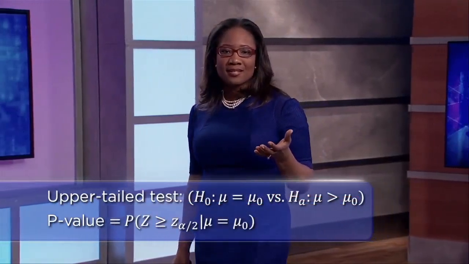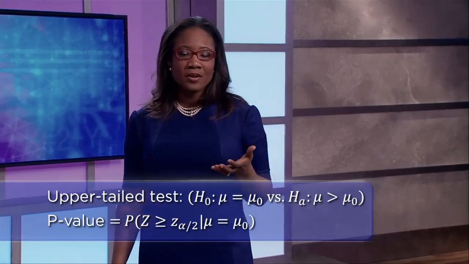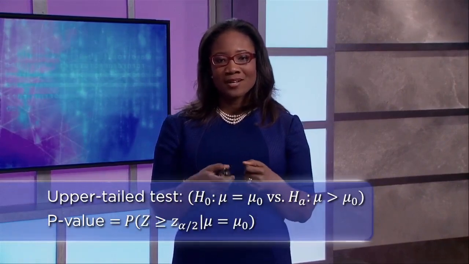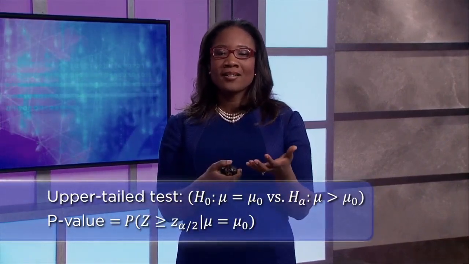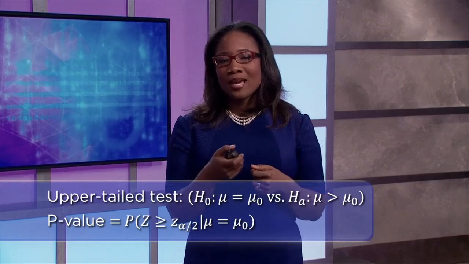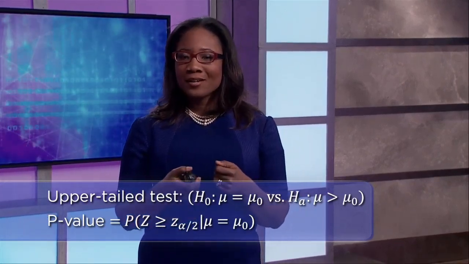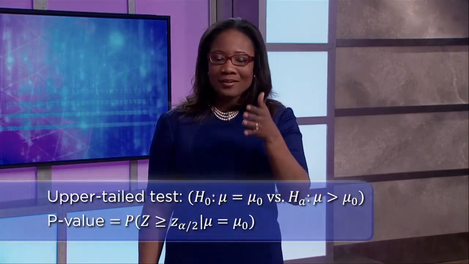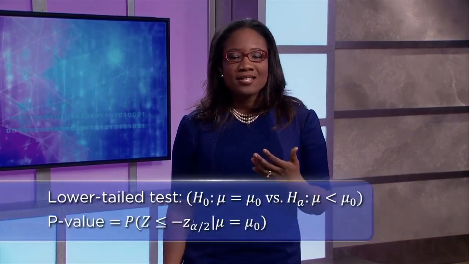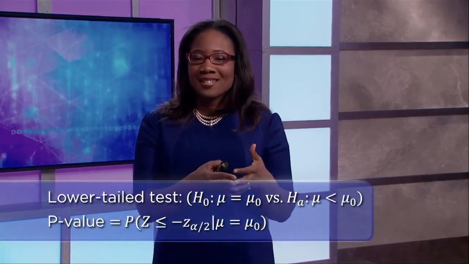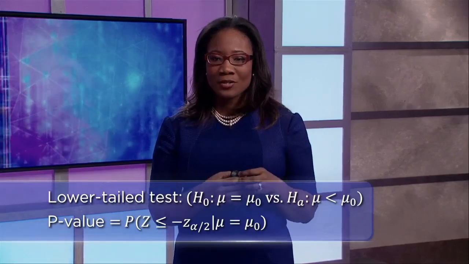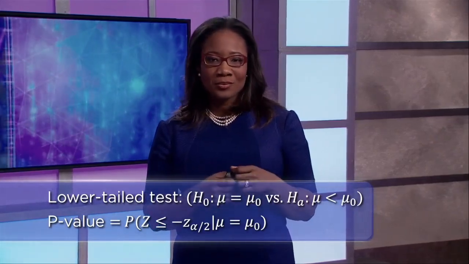Now, for an upper tail test, here's how we compute the p-value. We're always going to take the probability of our test statistic that we calculate from our sample. So we're going to calculate the probability that z is greater than or equal to our critical value, given that the null hypothesis is true. So that's that little line there, given the mean is equal to mu naught. For a lower tail test, we're calculating the probability that our test statistic is less than or equal to negative of our critical value, so minus z alpha over 2, assuming the null hypothesis is true.